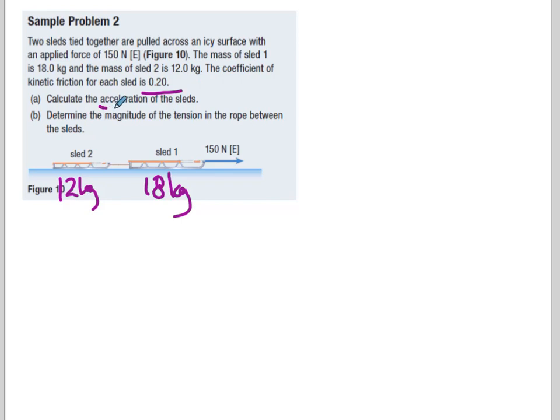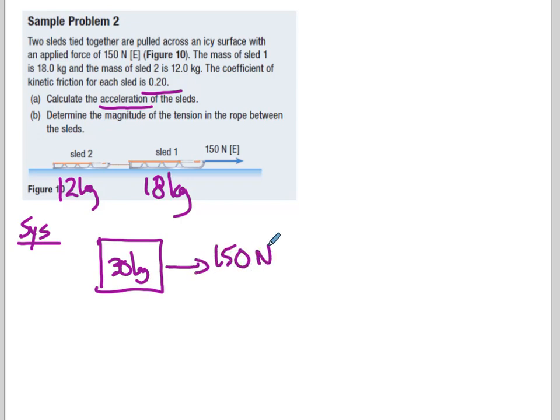Okay, so I'm looking for an acceleration. So in my mind, that's triggering Newton's second law, F net equals ma. Sorry, not third law, second law. Okay, so I'm already thinking about ma. That F equals ma is sort of on my mind already. Okay, so if we draw this as a system, I have a 30 kilogram object. It's got 150 newtons pulling this way.